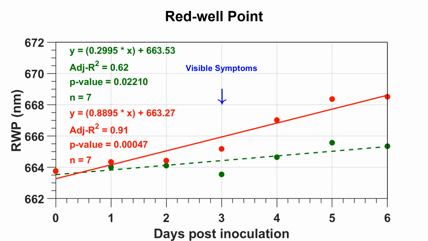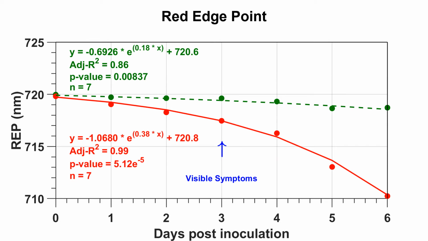The results related to the red well point showed that this parameter adapts better to a linear model. On the other hand, the red edge point showed that an exponential model fits better to the data. Also, we detected that one day after the inoculation, the value of the red edge point of the infected and the healthy leaves presented significant differences.